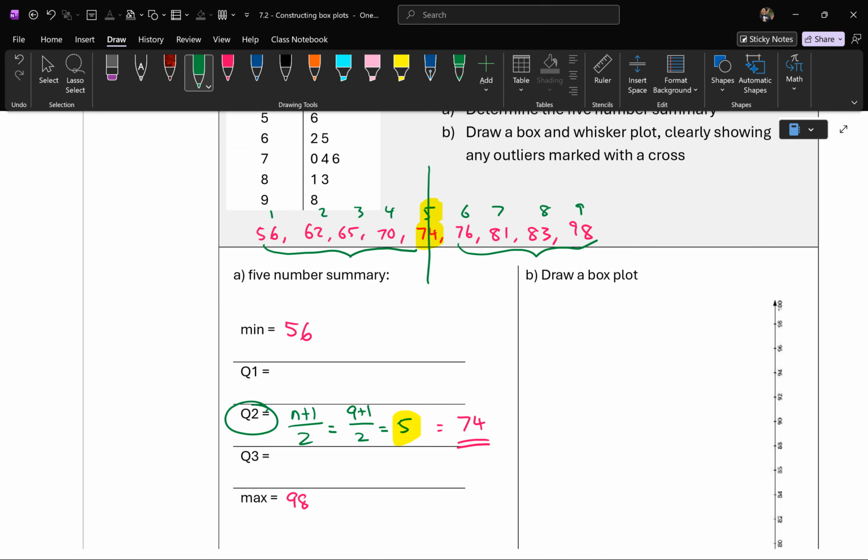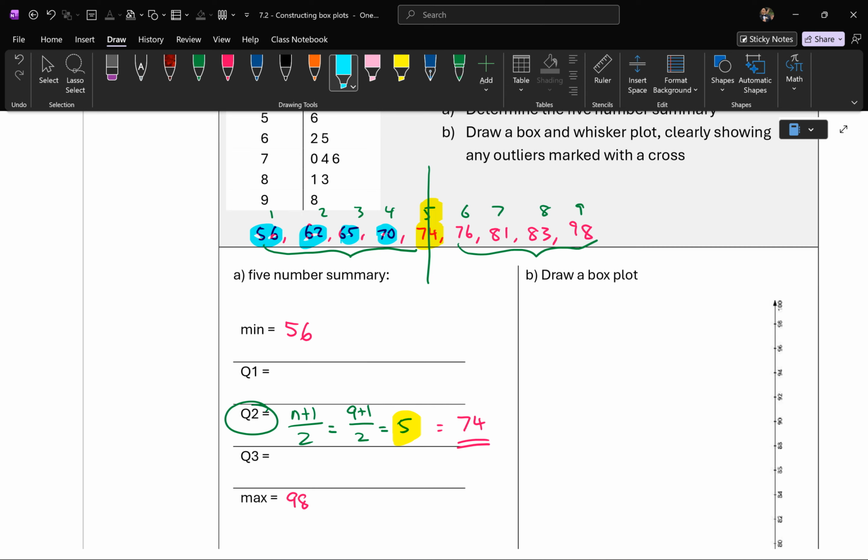This is the upper half, and that's the lower half. Now that you know the middle is 74, you need to find Q1, which is the middle of the lower half. I've got 4 numbers: 56, 62, 65, 70. I'm only doing this for those who, when the numbers get large, find that rule easier. So now that we've got these 4, the middle of 4 numbers, again, you can use the rule. 4 plus 1 is 5.